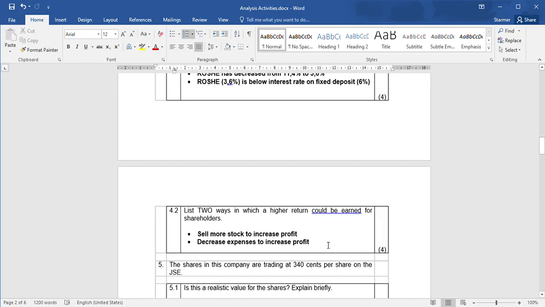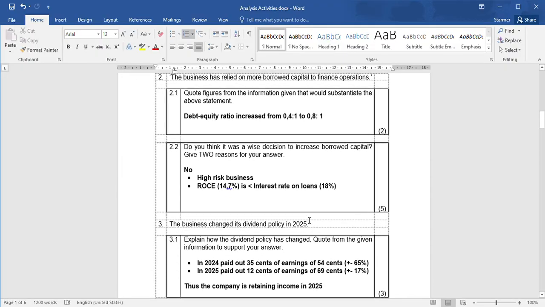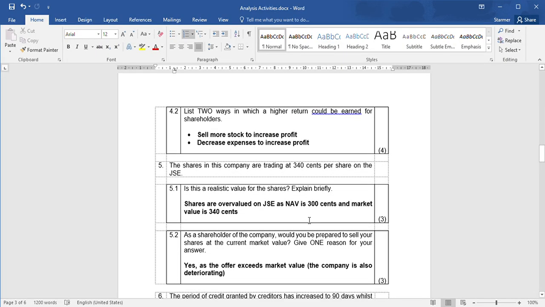The shares in the company are trading at 340 cents per share on the JSE. Is this a realistic value for the shares? When you are asked this, you need to compare to net asset value per share. Net asset value per share is the real value of the share. So the real value of this share is 300 cents here. And yet they are trading on the JSE for 340 cents. So therefore, shares are actually overvalued on the JSE because shares are being sold for more than they're actually worth.